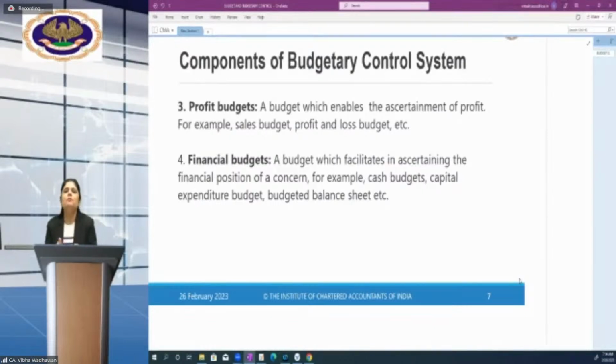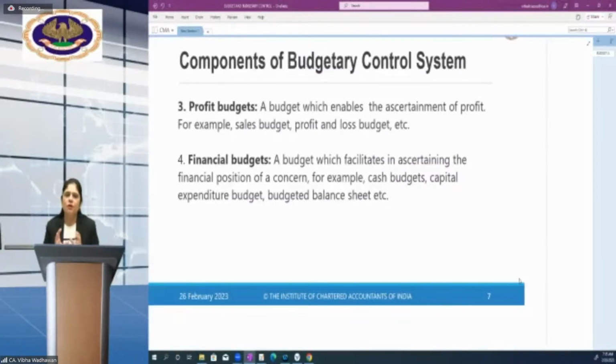Master budget is broken into different formats. Somebody asked about the master budget. Master budget is exactly the projected cost sheet of the next year, and it is broken down into various functional budgets.